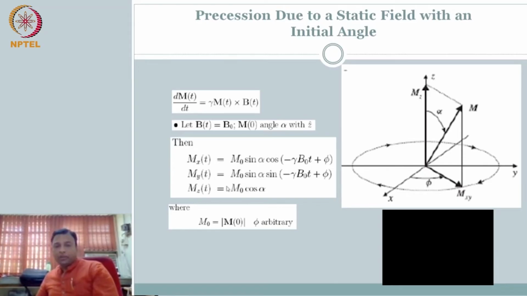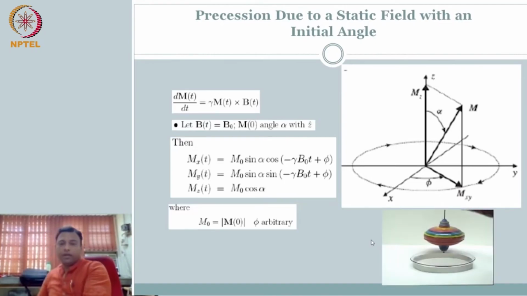So the magnitude of your m naught here is nothing but the magnitude of the m vector at time equal to 0. Phi is arbitrary. So this is the motion equation that tells us the magnetization vector is precessing around the z direction. This is very similar to its gravitational field counterpart, your top experiment, right?